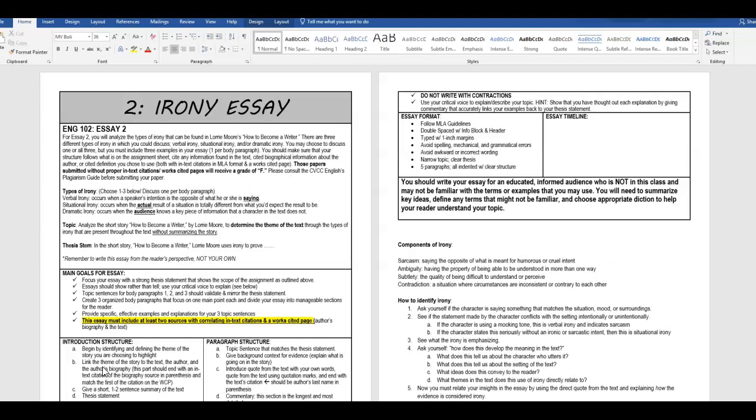You should make sure that your structure follows what is on the assignment sheet. Cite any information found in the text, bibliographical information about the author, which is in the introduction, or any definition you choose to use, with in-text citations in MLA format and a works cited page. Papers submitted without proper in-text citations or works cited pages will receive a grade of F. So please make sure that you've looked at the CVCC English plagiarism guide before you submit your paper.